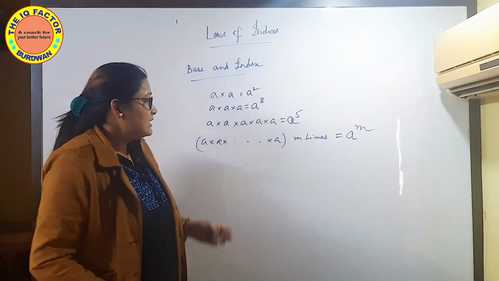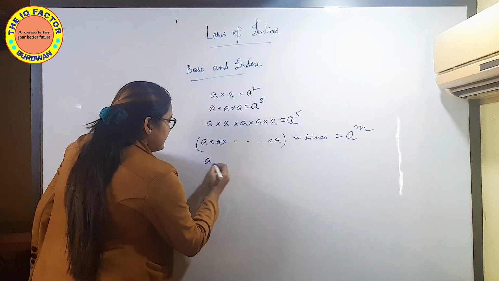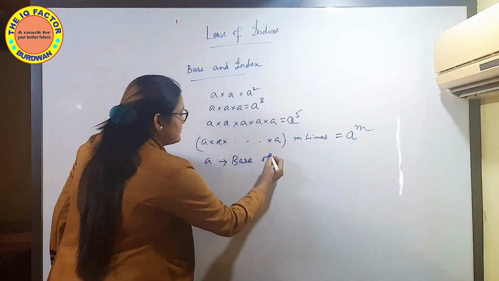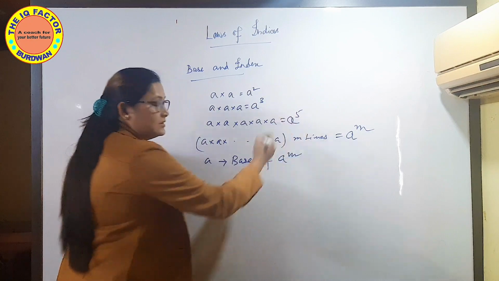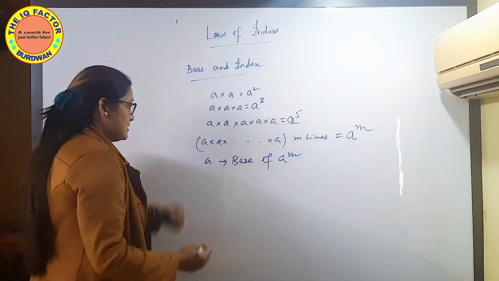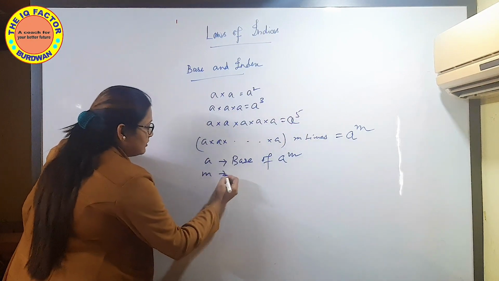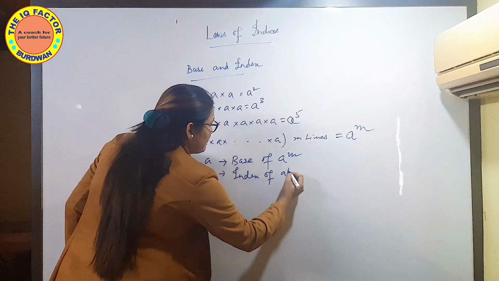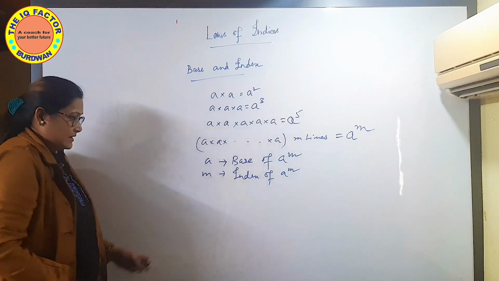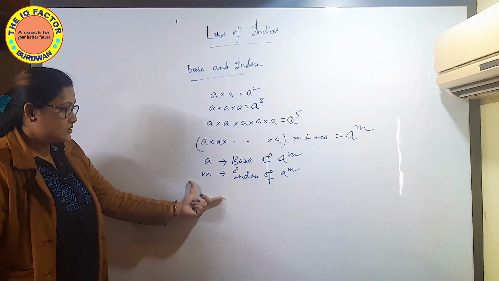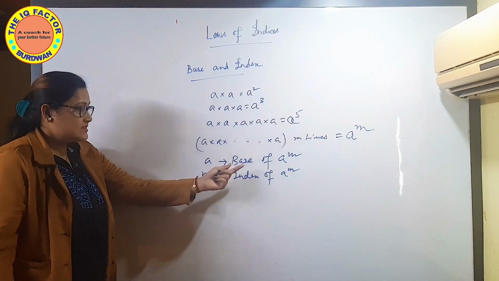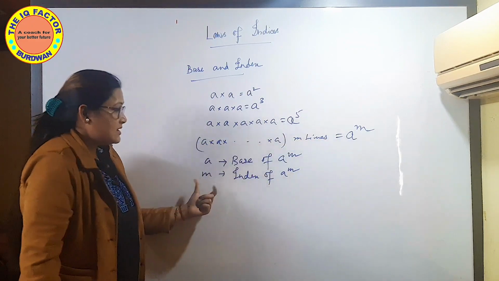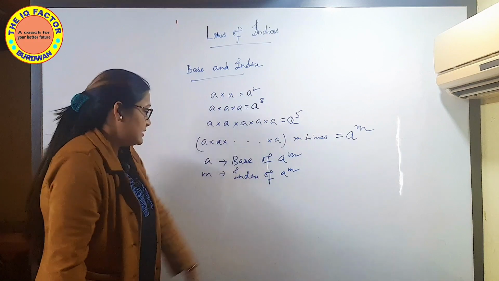It is very simple. Now, what is base? Here A is called the base of A to the power m, and m is called the index of A to the power m. So, I think it is not so difficult. A is called the base and m is called the index of A to the power m.